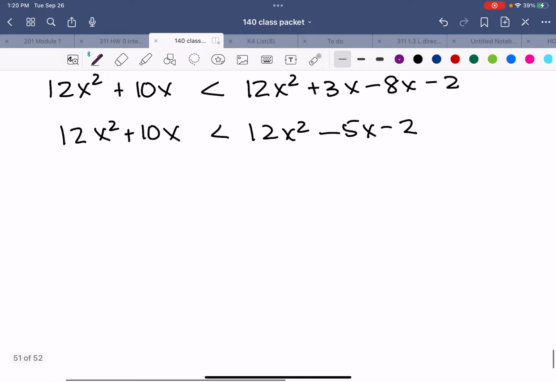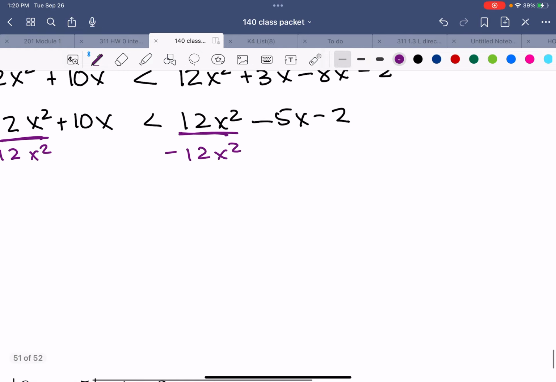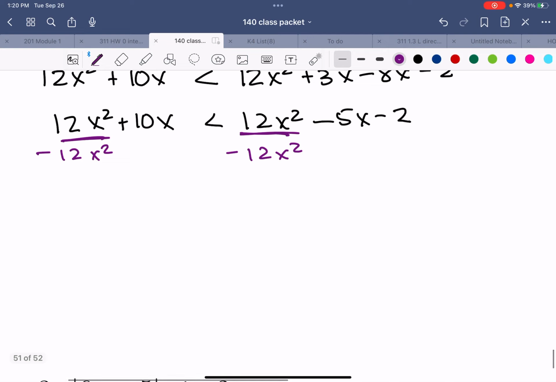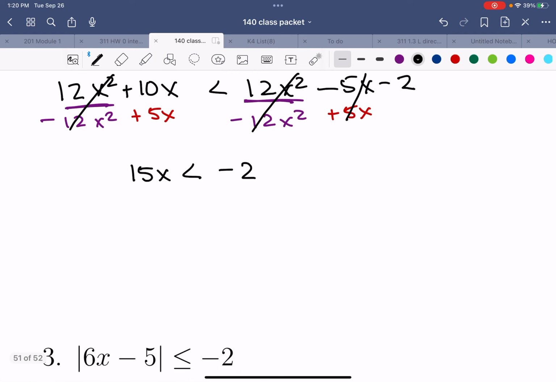Then I noticed, by the way, that there's a 12x squared on both sides, so let's subtract it and get rid of it. And then I'm going to move all my x's to the left, so I'm going to go ahead and add 5x to both sides. When I do that, the 12s go away, and I'm left with 15x on the left, and these two cancel, just negative 2 on the right. And again, I have not multiplied or divided by anything, so I don't need to reverse my inequality.